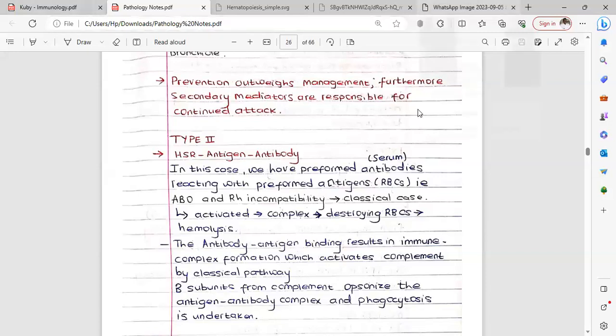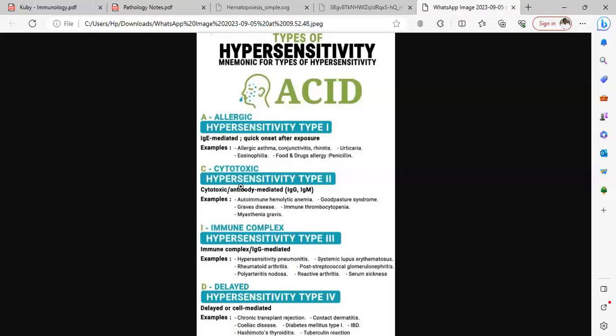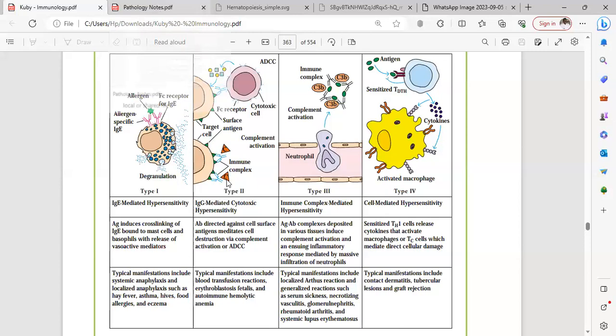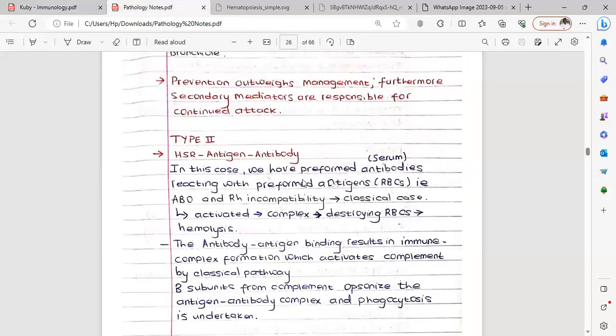So we'll go to type 2, which we said is cytotoxic or antibody mediated. For this, it says that there are already preformed antibodies that react with preformed antigens. So for example, to explain this type 2, we have the ABO blood group with the rhesus incompatibility, such as the positive or negative.